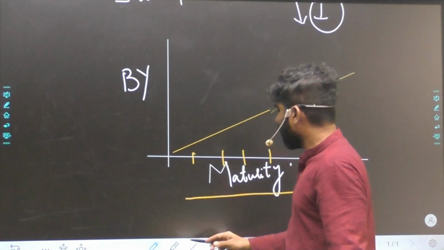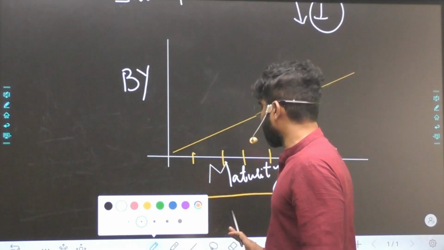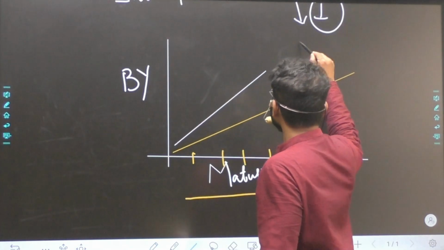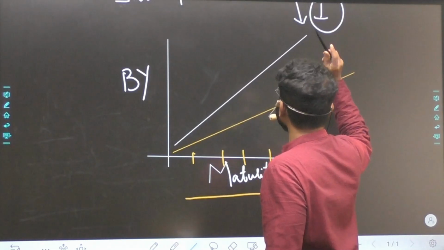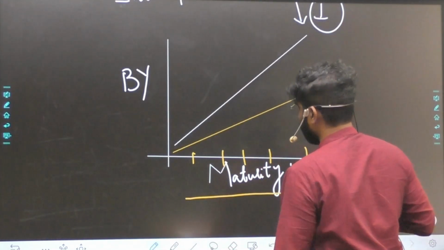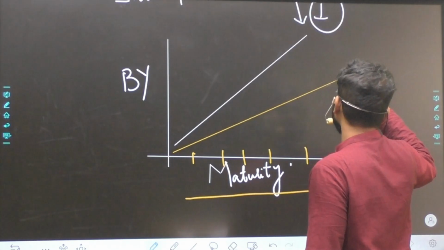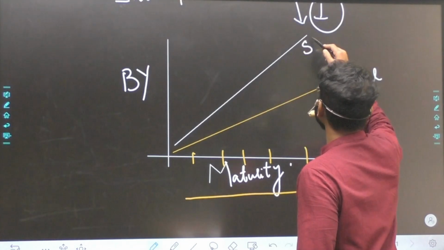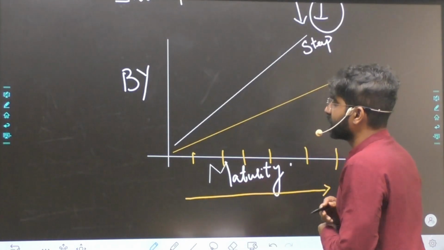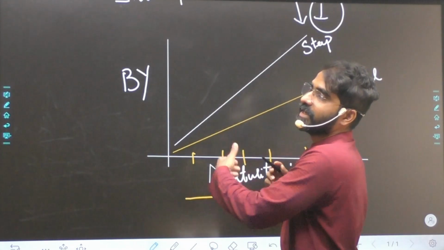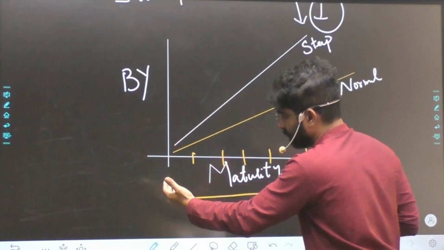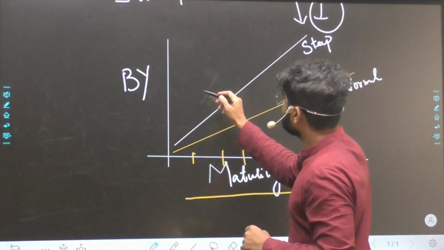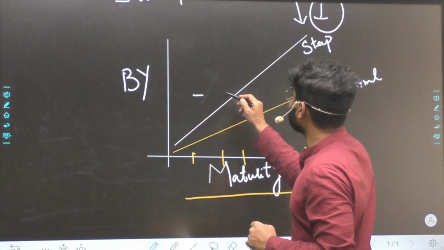Then we have something like a steep graph. Steep is something like this. This is not normal. So steep is a sudden increase in bond yield. I put this one as normal, and this is steep, where the bond yields are suddenly increasing for the long-term bonds. Now the question comes up, another one we call a flat.